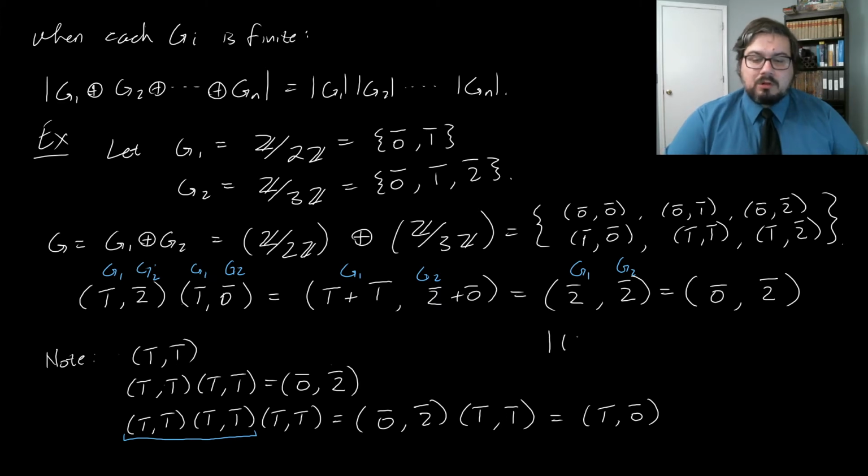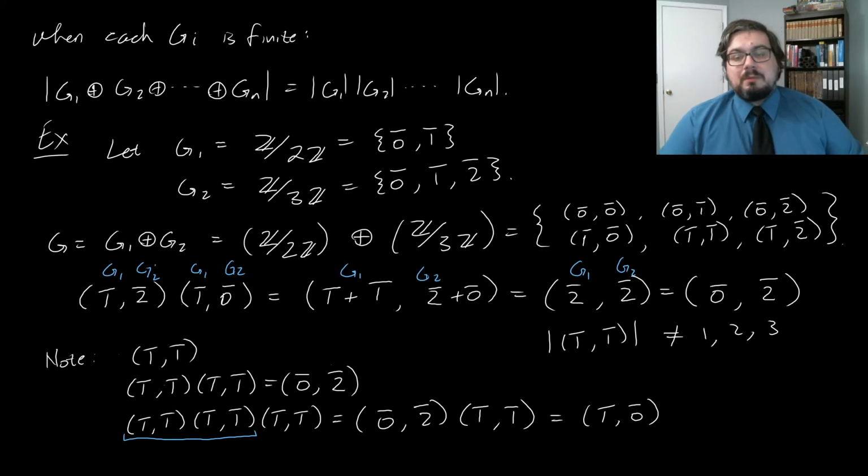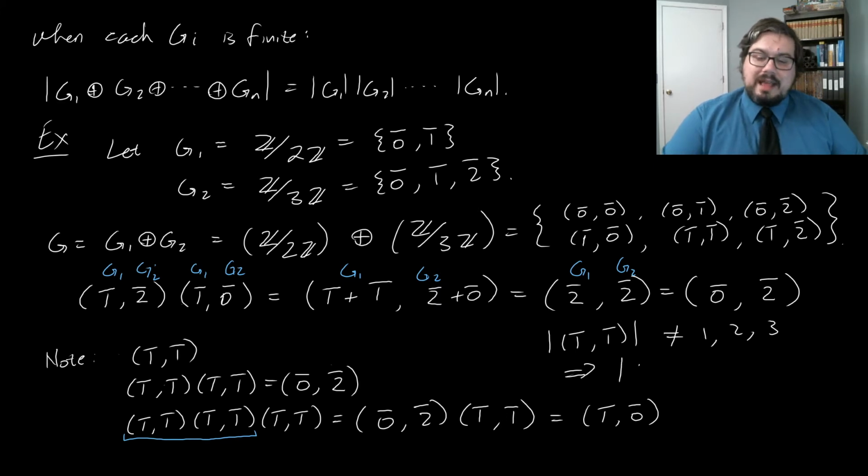We want to know what the order of the element (1 bar, 1 bar) is. And what we've just shown is that the order is not 1, 2, or 3, because it isn't the identity element itself. When you multiply it by itself, you don't get the identity. When you multiply three copies together, you don't get the identity. But we know from Lagrange's theorem that the order of (1 bar, 1 bar) must divide the order of G. And the order of G is 6. So if the order of (1 bar, 1 bar) is not 1, 2, or 3, but it has to divide 6, then it has to be that (1 bar, 1 bar) has an order of 6.